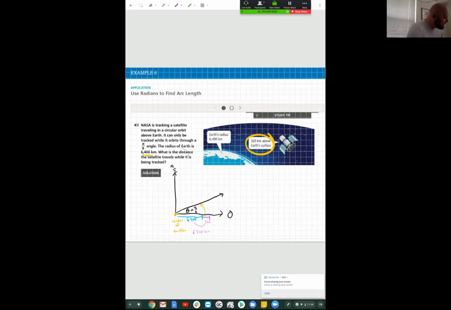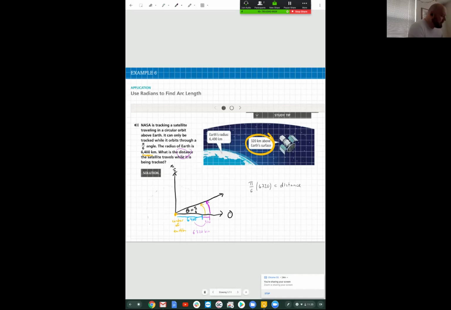They want to know what is the distance that the satellite travels while it's being tracked. The satellite travels along some portion of a circle. I'm not drawing a perfect circle, but this is the distance that we are traveling. So what we need to do is take our pi over 6, our angle measurement. Let me change back to black. We're going to multiply our angle measurement by the radius that we're given, and that's going to give us the total distance that this satellite has traveled.